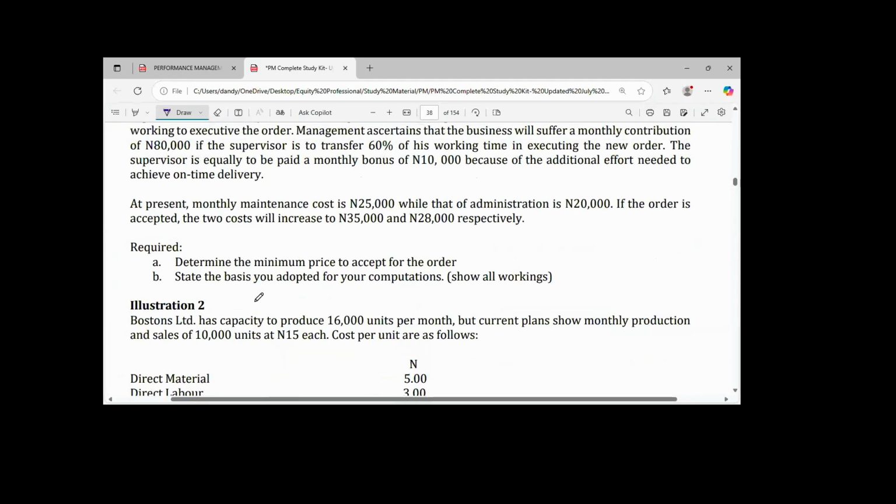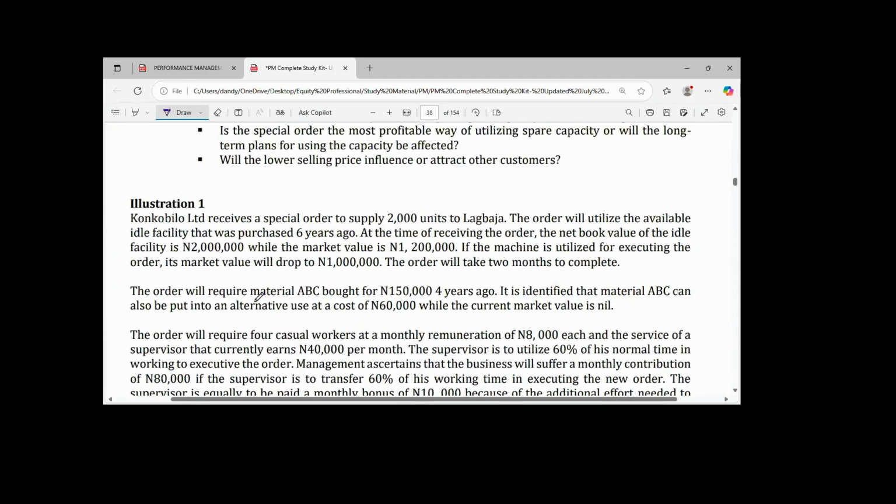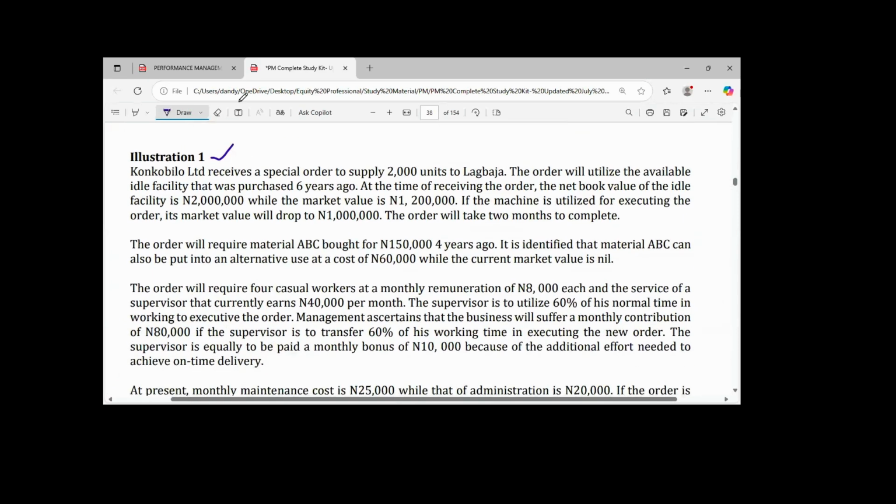But first things first, let's solve this illustration number 1. Let's start with illustration number 1. Yes, I need one of you to read. One of you should please read.